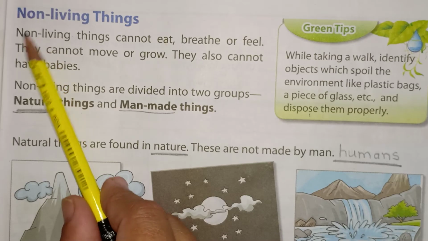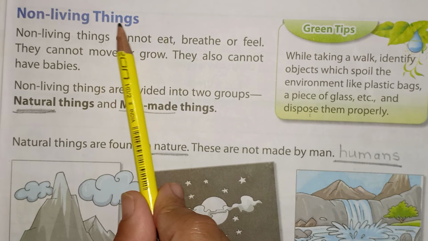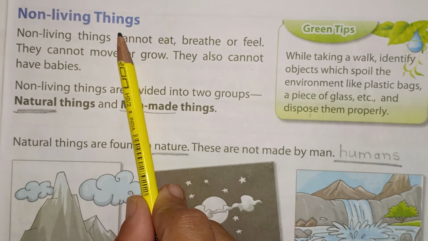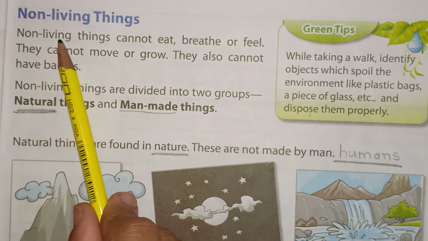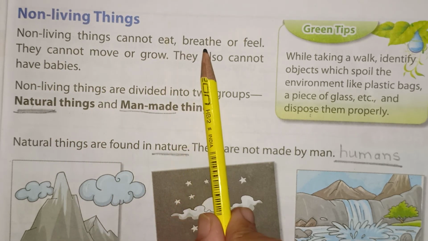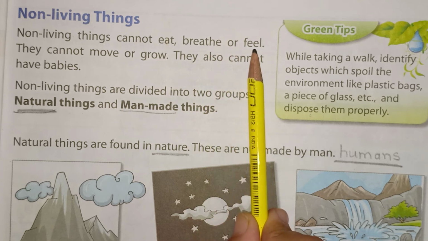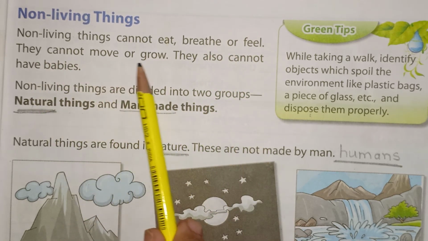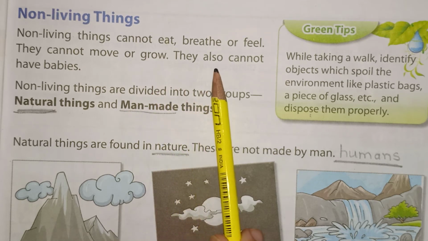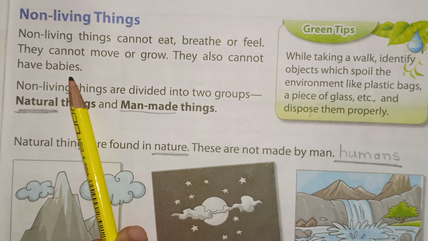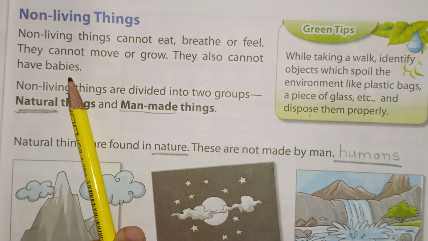Now let's move towards non-living things. Let's see what the characteristics of non-living things are. Non-living things cannot eat, breathe or feel. They cannot move or grow. They also cannot have babies. So these are the characteristics of non-living things.